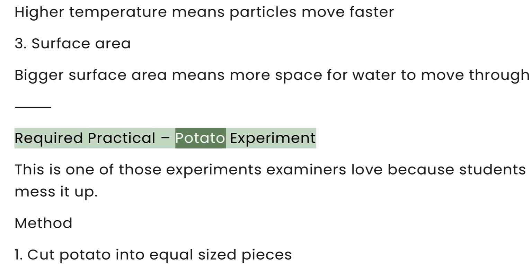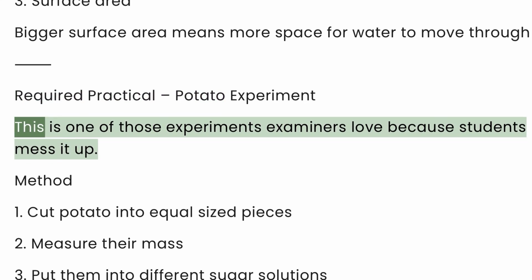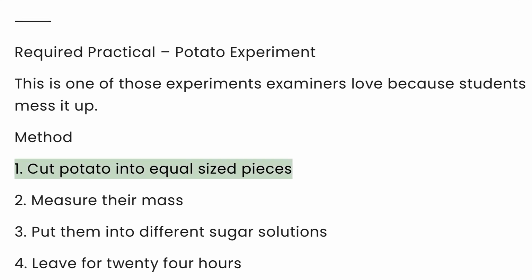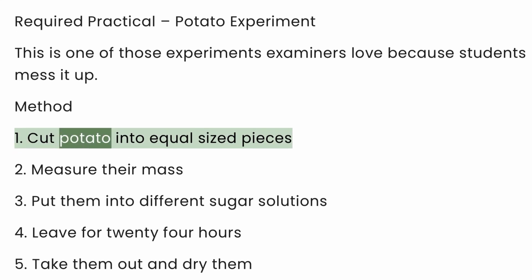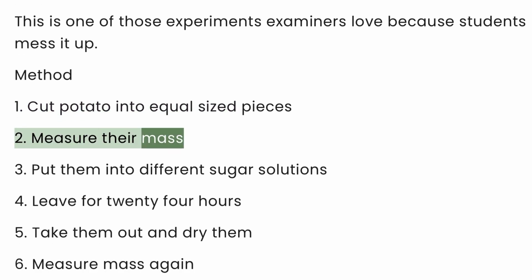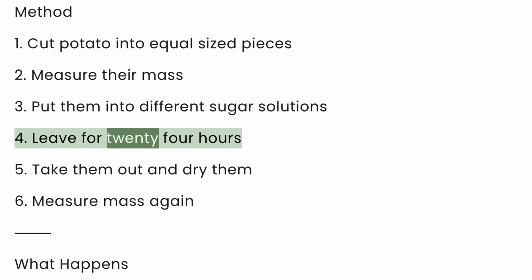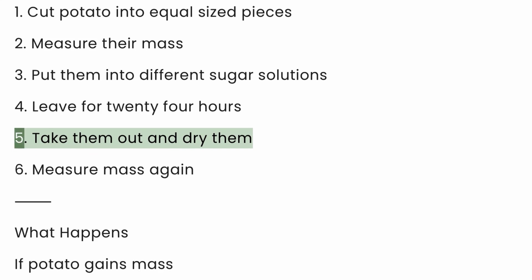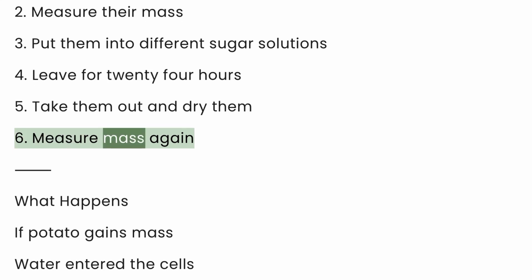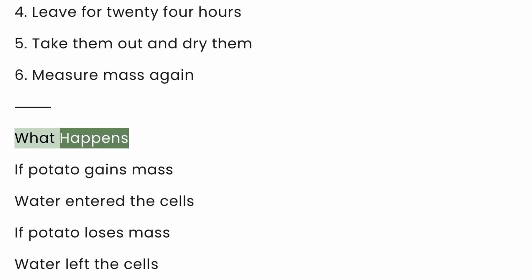Required practical: potato experiment. This is one of those experiments examiners love because students mess it up. Method. 1. Cut potato into equal-sized pieces. 2. Measure their mass. 3. Put them into different sugar solutions. 4. Leave for 24 hours. 5. Take them out and dry them. 6. Measure mass again.